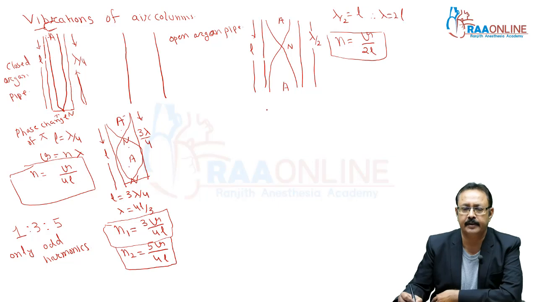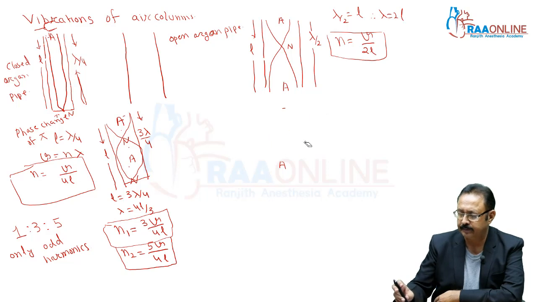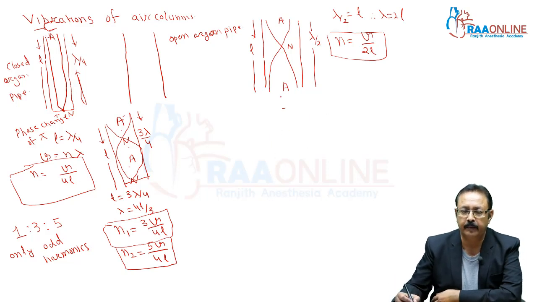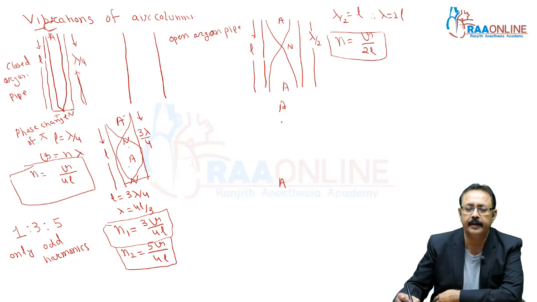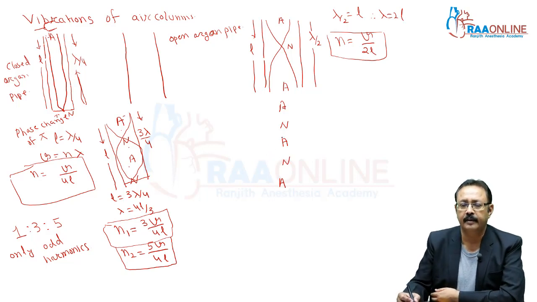What is the next case? In the next case, we got one node. Next, it should be 2 nodes maybe. We will get 2 nodes between this antinode and this antinode, means antinode, node, antinode, node. Just the next case, which type is this?